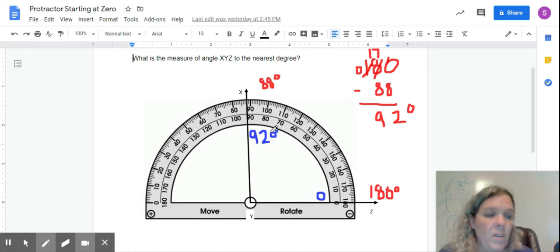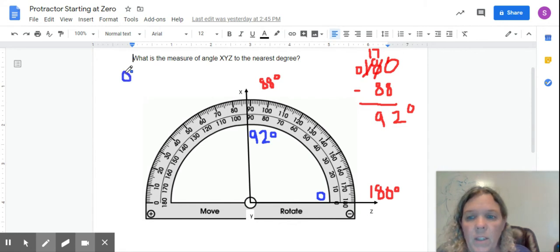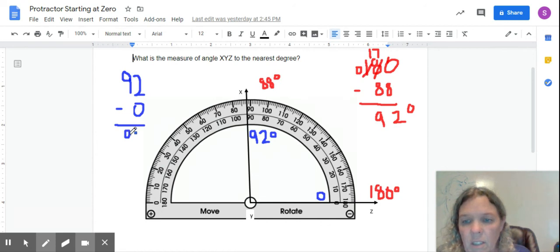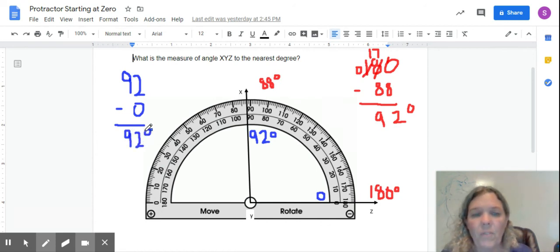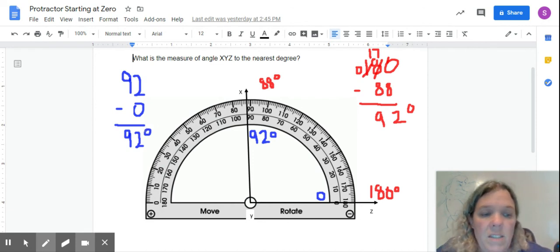So we can do the same thing we did with the outside scale. We're going to find the difference between the two measurements. 92 minus 0. 92 degrees minus 0 degrees is still 92 degrees. And that's how you can find out that it doesn't matter if you use the outside scale or the inside scale, your answer is still going to be the same. You have to find the difference between the two measurements that you came up with.